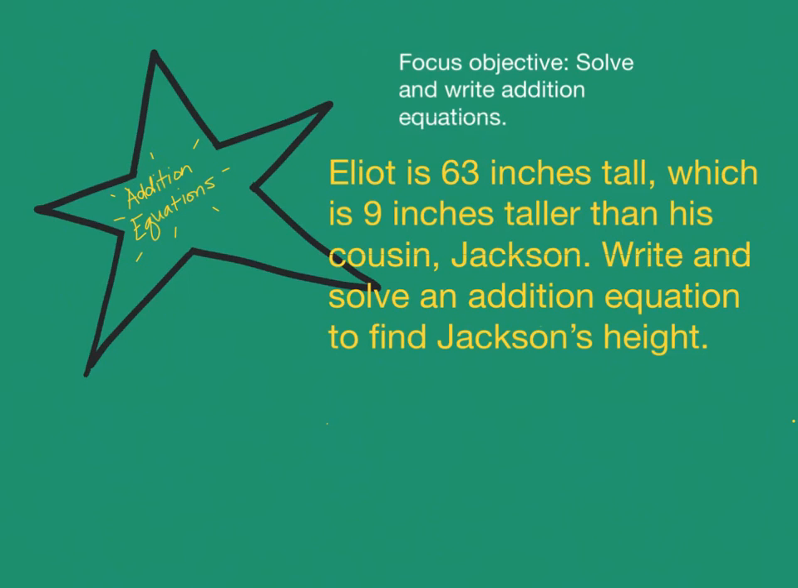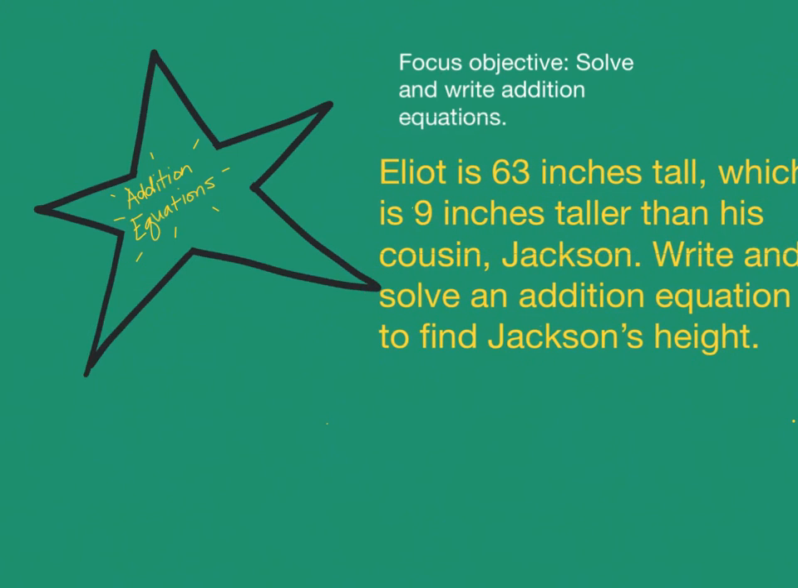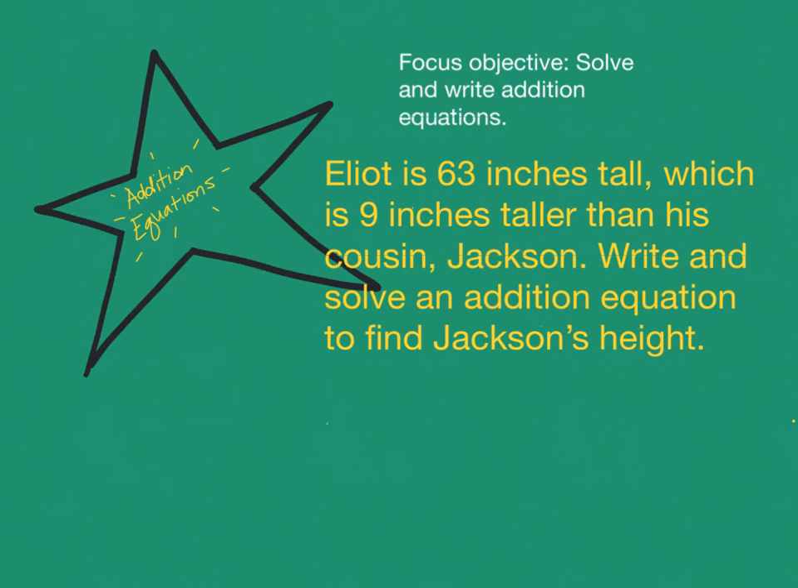Take a look at this word problem. Elliot is 63 inches tall, which is 9 inches taller than his cousin Jackson. Write and solve an addition equation to find Jackson's height. So that's what we need to know: the unknown is Jackson's height. So we'll label that as h as our variable.